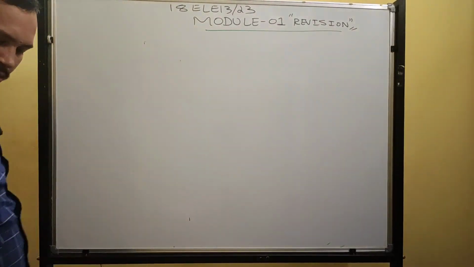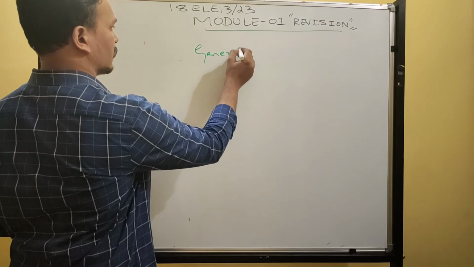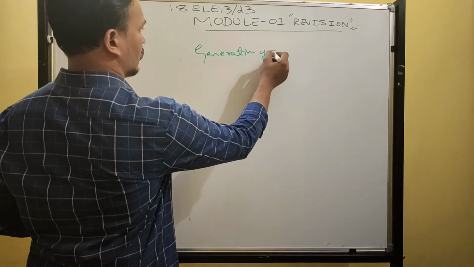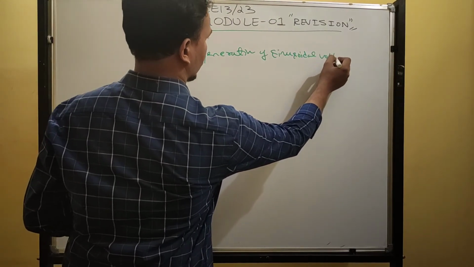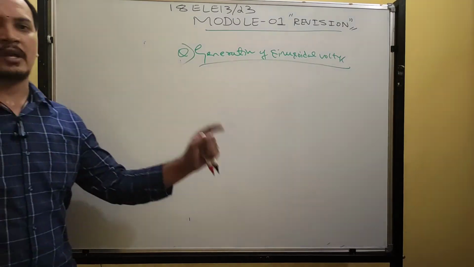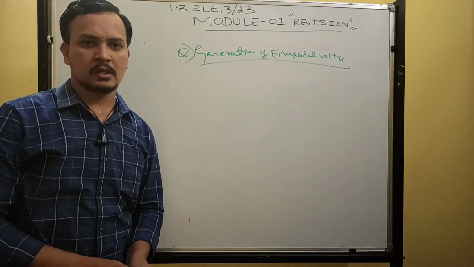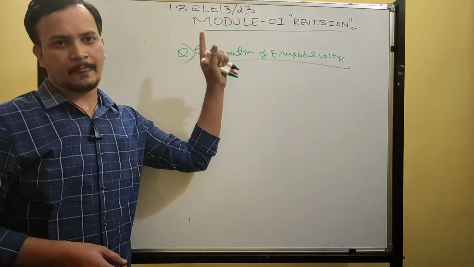Along with this, the important thing is generation of sine voltage. Generation of sinusoidal voltage. See, this question is very important compared to phasor representation of alternating quantities. Phasor representation is very easy. So generation of sinusoidal voltage is very important.